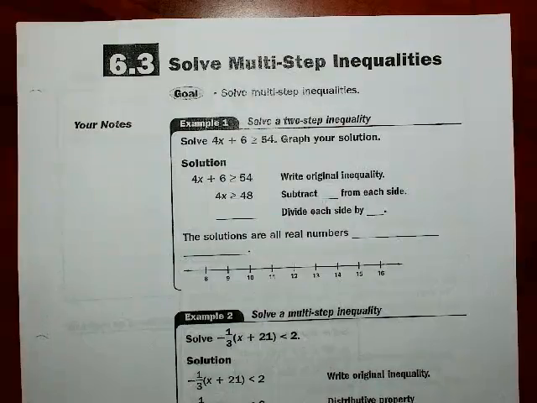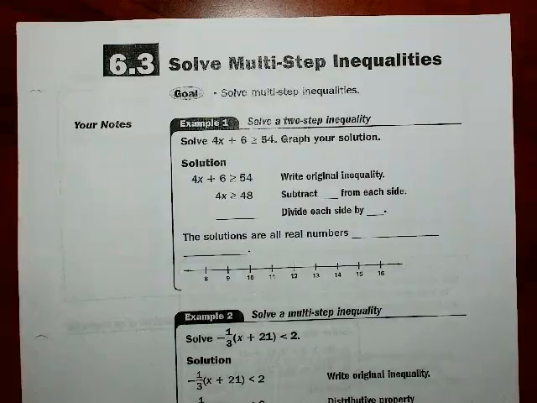This is Algebra 1, 6.3, Solve Multi-Step Inequalities. So our goal today is to solve multi-step inequalities. For example 1, we're given a two-step inequality. Solve 4x plus 6 is greater than or equal to 54. Graph your solution. 4x plus 6 is greater than or equal to 54.